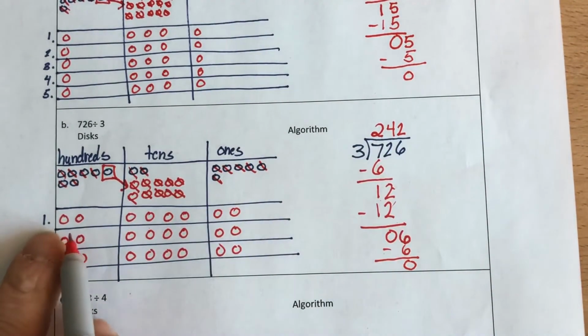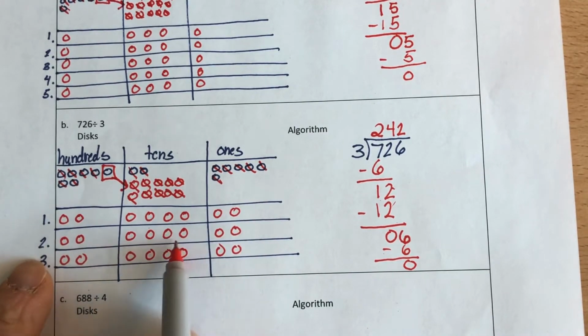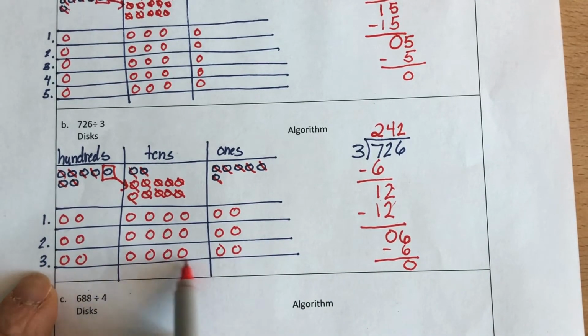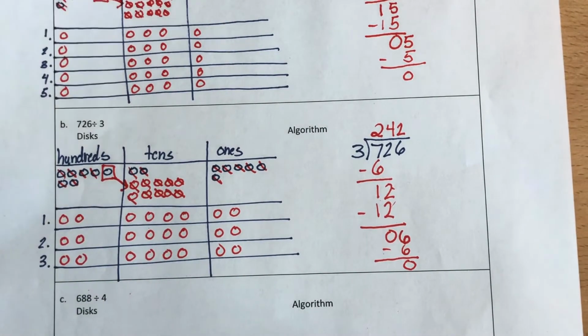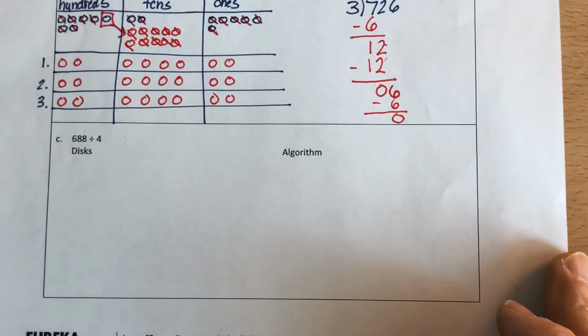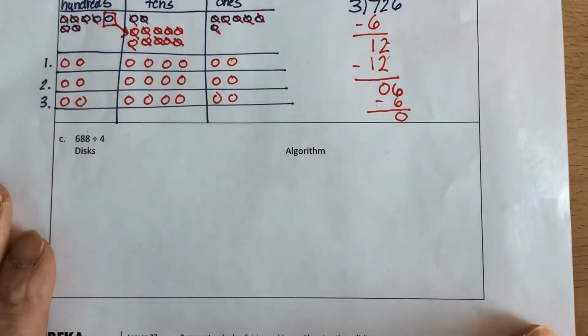242. Let's check each group. 242. There are 3 groups of 242 right there. All right, All-Stars. Last one. We can do this. All right.